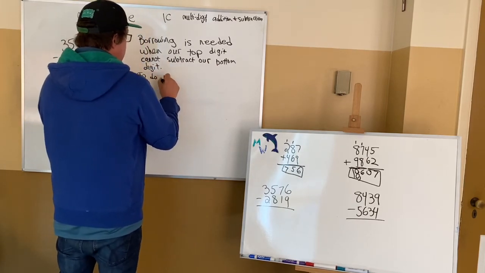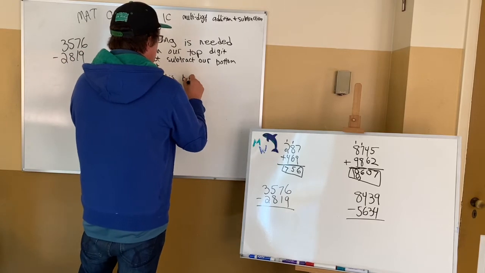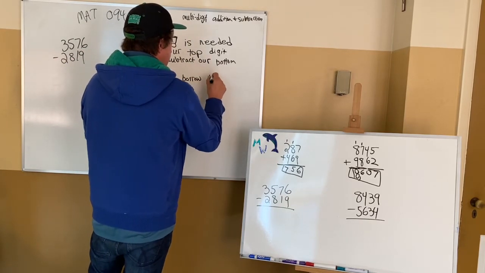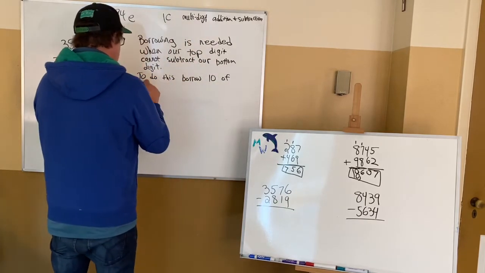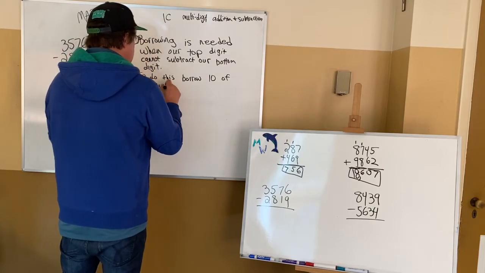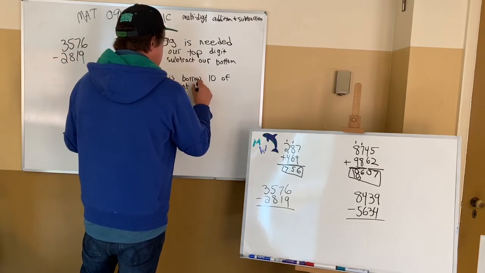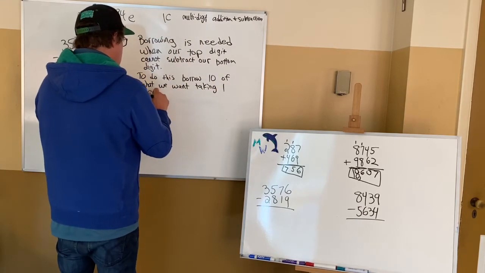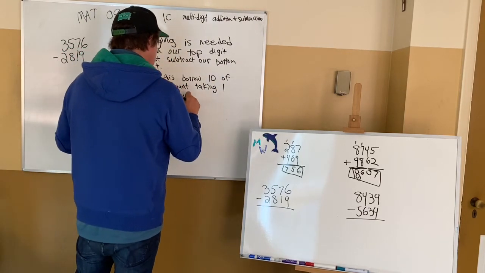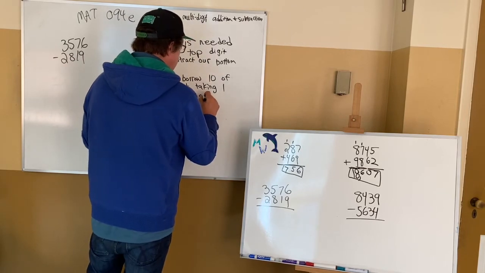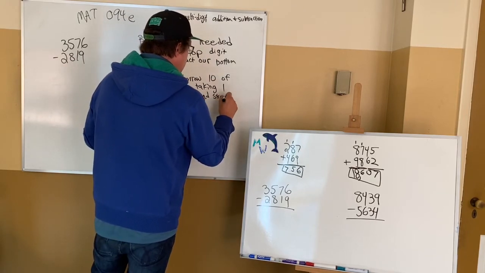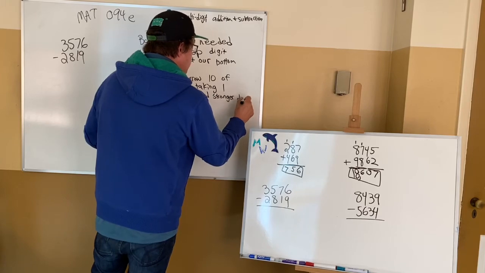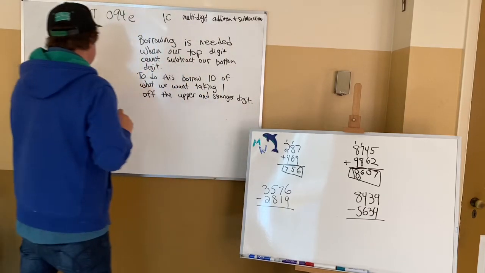To do this, borrow 10 of what we want, taking 1 off the upper and stronger digit. Let's watch that happen.